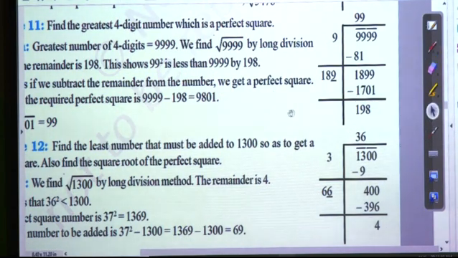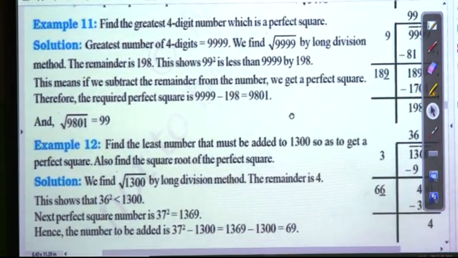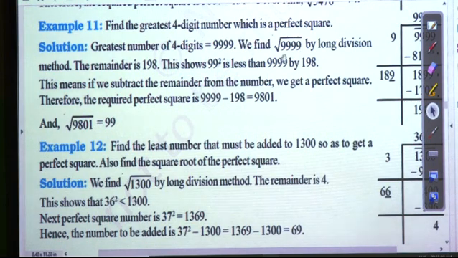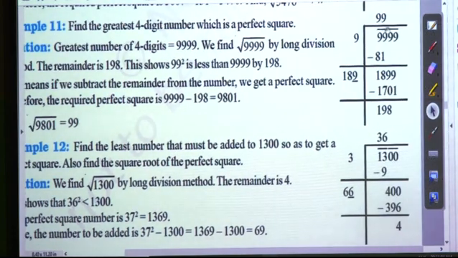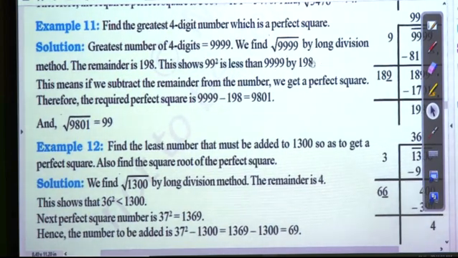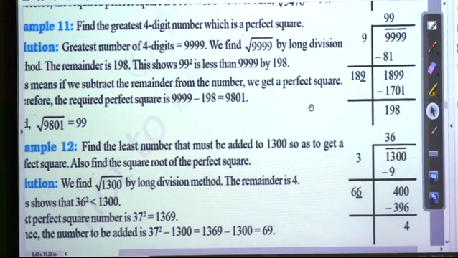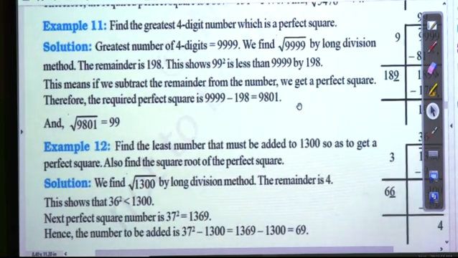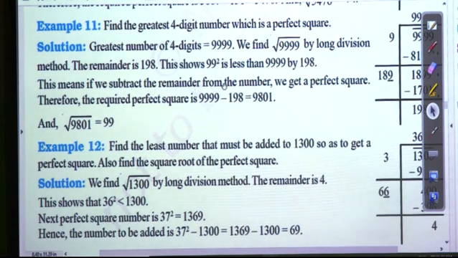What further is explained to us? We find the square root of 9999 by the long division method. The remainder is 198. This shows 99 square is less than 9999. Where is 99? Here, in the quotient. 99 square is less than 9999 by 198, because the remainder is 198. So if we subtract the remainder from the number, we get a perfect square.